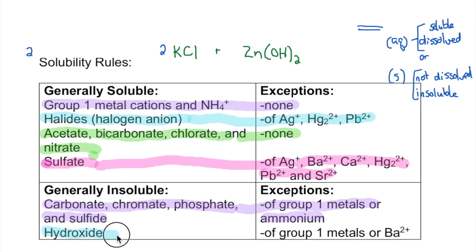Another generally insoluble thing is hydroxide ion, unless, of course, we have the group 1 metal again, which is a soluble compound, and also barium hydroxide is fairly soluble.